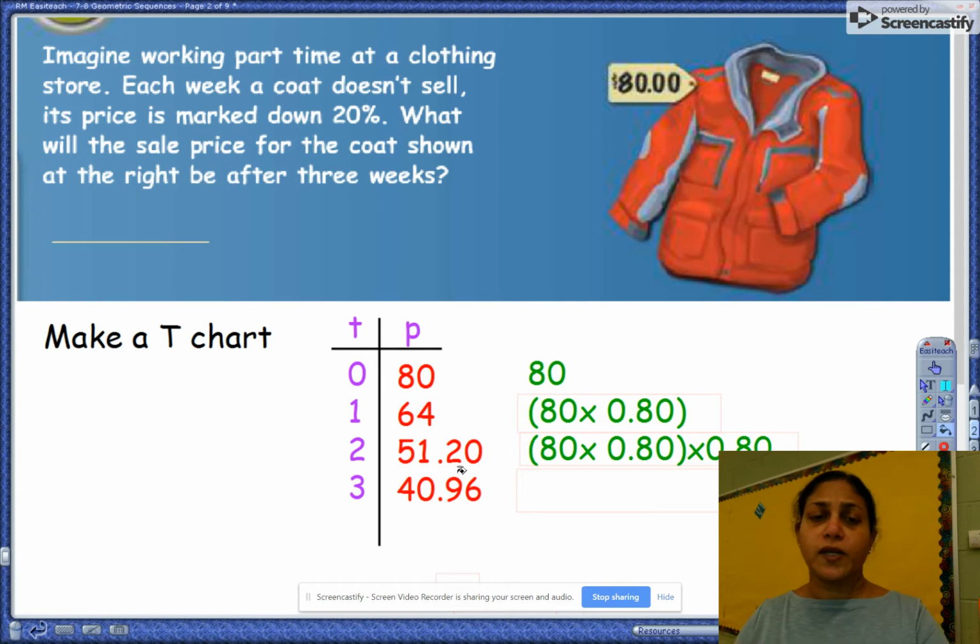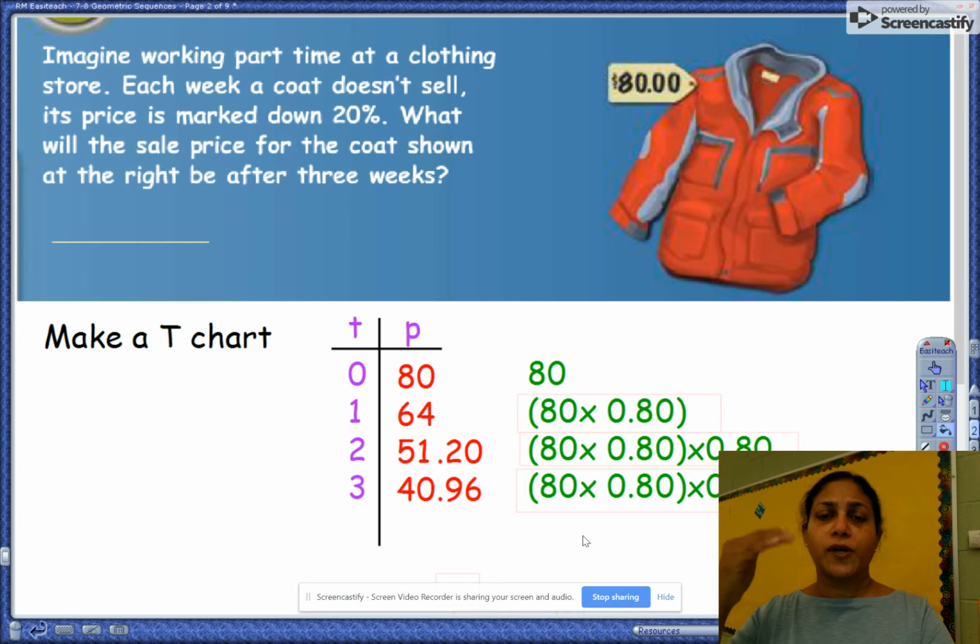And then the next week, it falls down another 20%, so it's really only 80% of that price. As you see, all you're doing is multiplying by 0.8 every single time. So that is a geometric sequence. If a sequence is multiplying or dividing, then it is a geometric sequence.